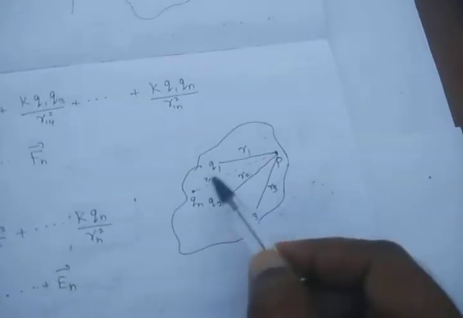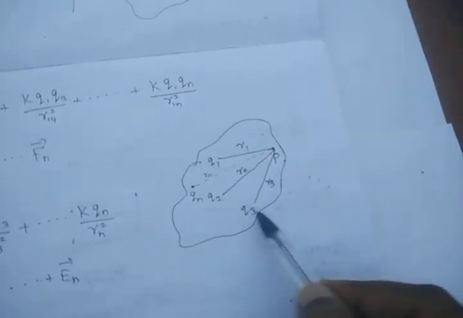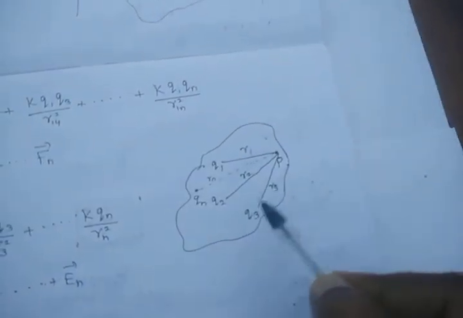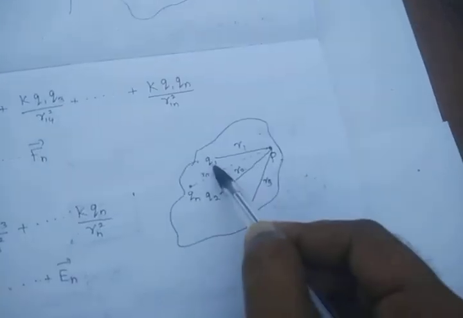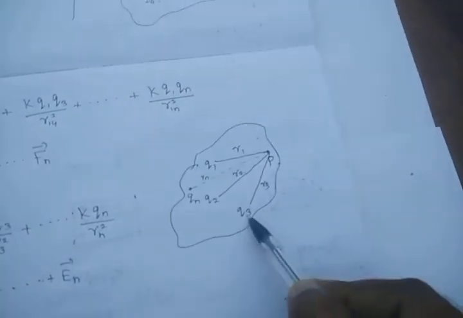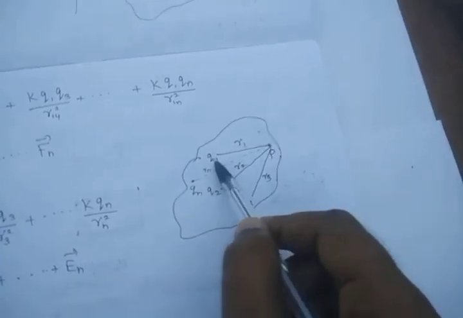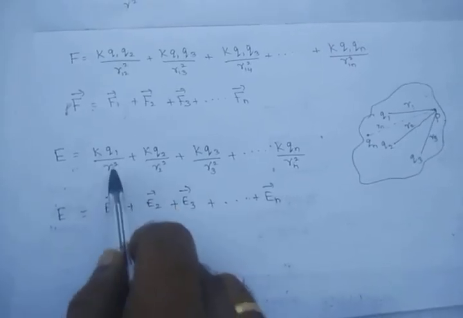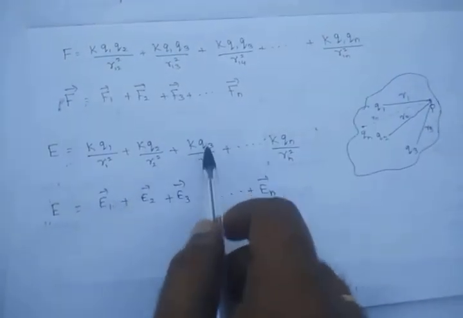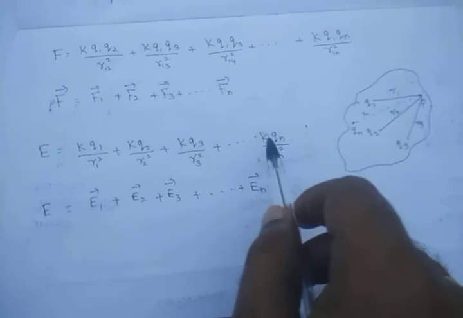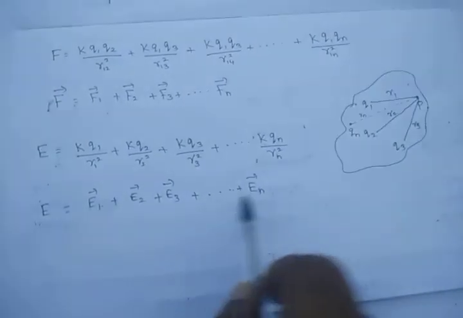You see here, there are charges q1, q2, q3. What is the electric field of these charges q1, q2 and q3 at this point P? So the electric field formula is E is equal to kq1 by r1 squared, then kq2 by r2 squared, kq3 by r3 squared, and finally we get the expression E1 plus E2 plus E3 plus E4.